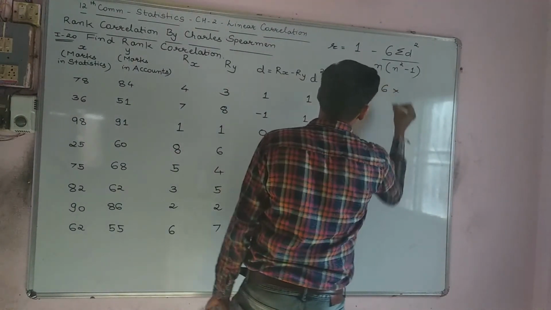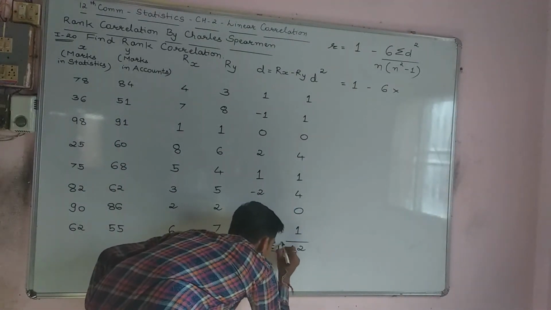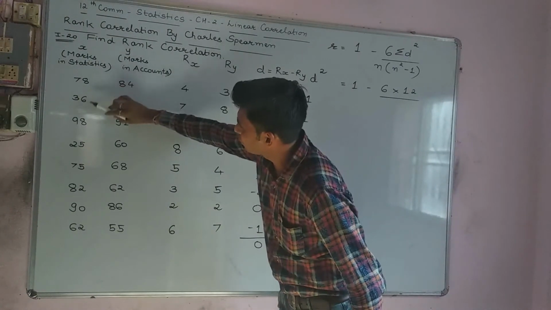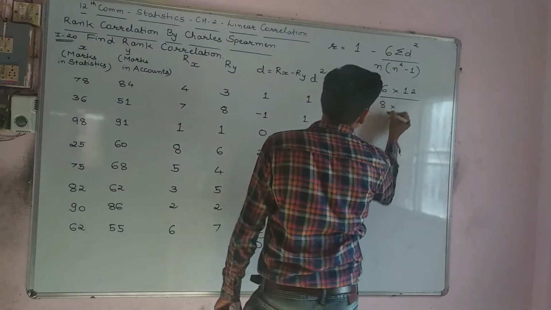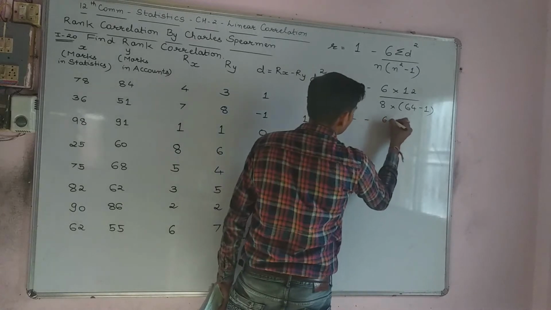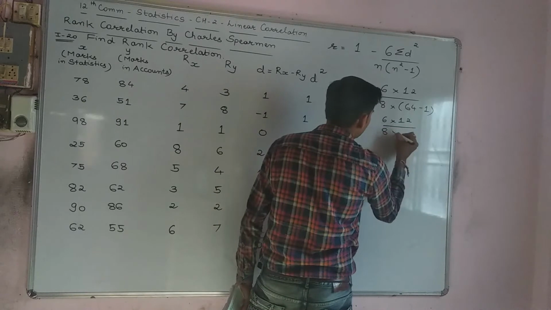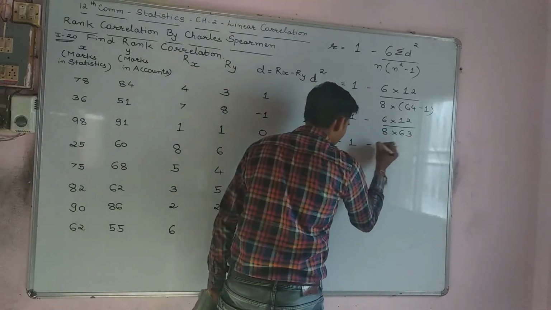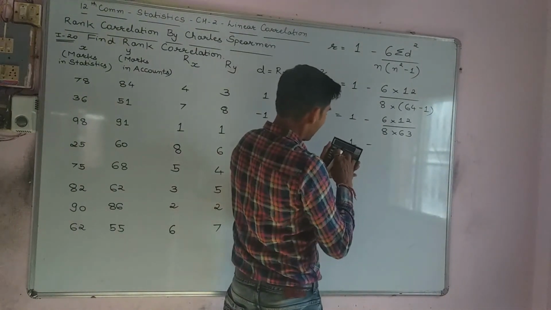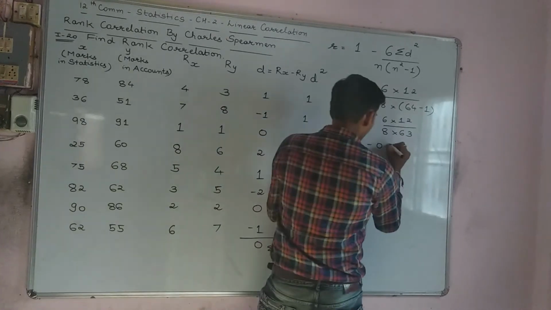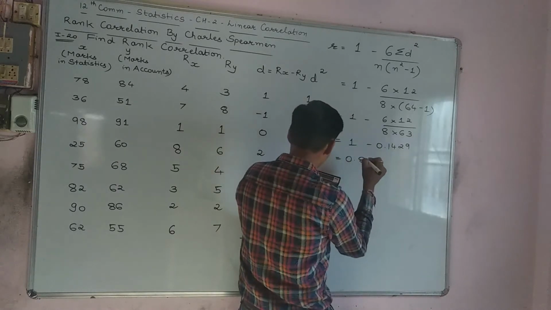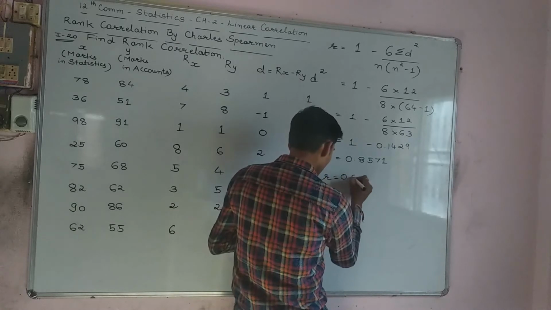Now R is equal to 1 minus 6 into sigma d square. Sigma d square is 12, divided by n. N was 8: 1, 2, 3, 4, 5, 6, 7, 8. So 8 into 8 square, 64, minus 1. 1 minus 6 into 12 divided by 8 into 63. 6 into 12 divided by 8 divided by 63 is 0.1429, so 1 minus 0.1429, our answer is 0.8571. So R is equal to 0.86.